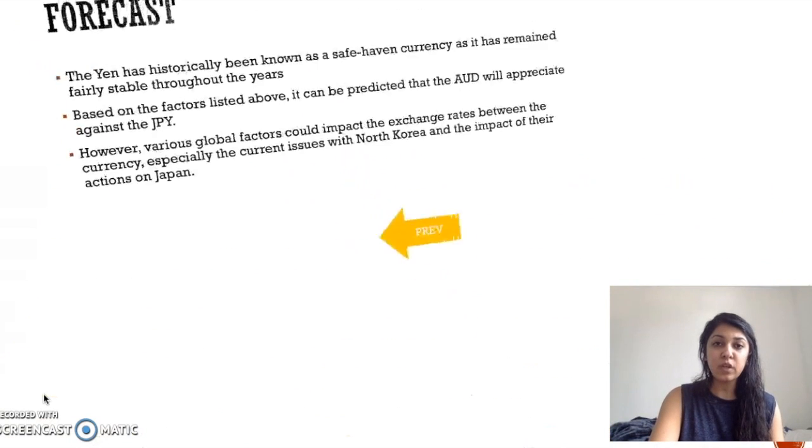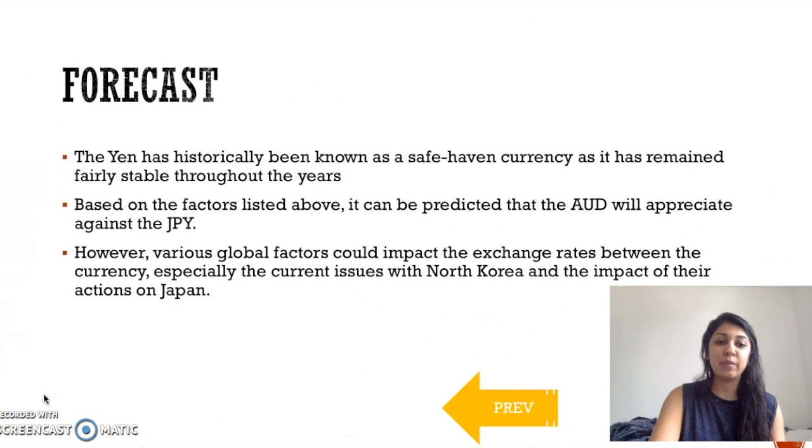So based on these indicators, we've determined that the yen, even though it has been a safe haven currency in the past and has remained stable throughout the years, we think that AUD will appreciate against JPY, also impacted by some of the current global factors that are going on. But based on the indicators that we mentioned before, we do think that the Australian currency will appreciate against the Japanese currency.